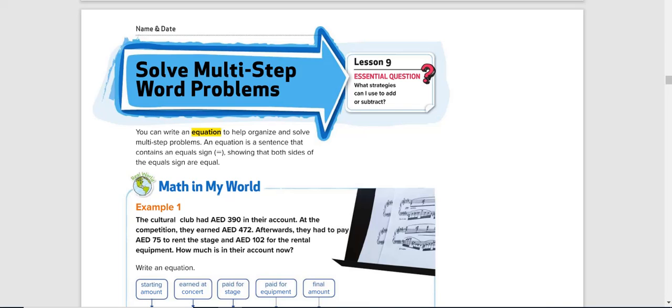But before we look at any example, I want to introduce you to this topic, what you need to know. First, you must learn how to read and understand the question. Second, you must know when to use plus or when to use minus. For example, if you have something, it belongs to you, it is plus.